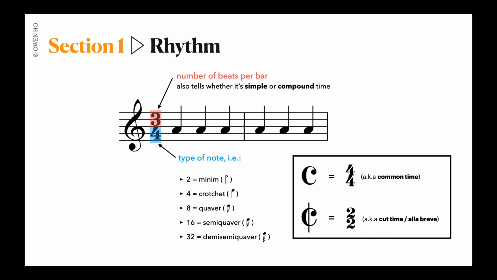In summary, on this slide, the 3/4 time means in the music there are 3 crotchets in every bar, whereas the 4/4 time means in the music there are 4 crotchets in every bar, and the 2/2 time means there are 2 minims in every bar.